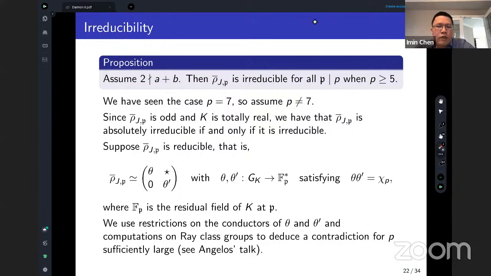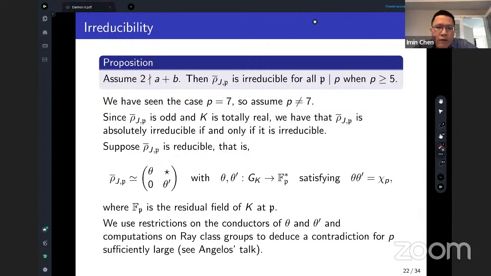Another ingredient in the modular method is irreducibility. We did show irreducibility for the mod 7 representation of J. However, in the method, we need to show it for general P, and P is a prime of K above P, P being the exponent of the equation of interest. And so here's one result. I won't go through it in too much detail.